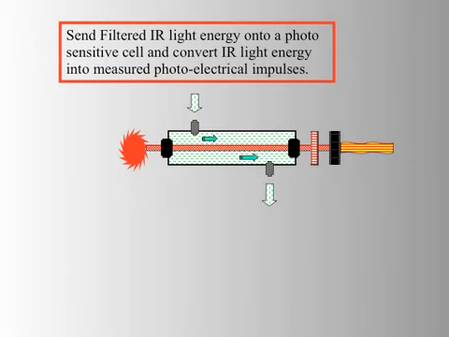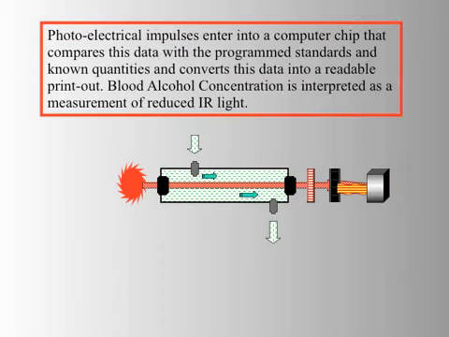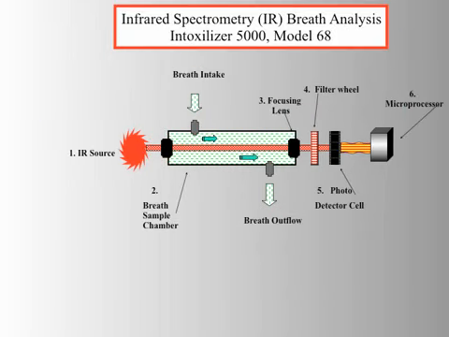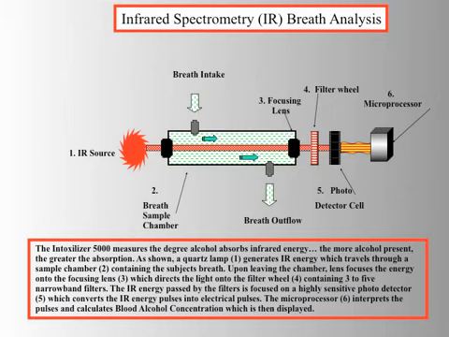Once the sensor at the other end of the sample chamber receives the light data, it's passed through to a microprocessor, which does the calculations. Once the microprocessor does the calculations, it produces a result that reads in terms of blood alcohol measurement.